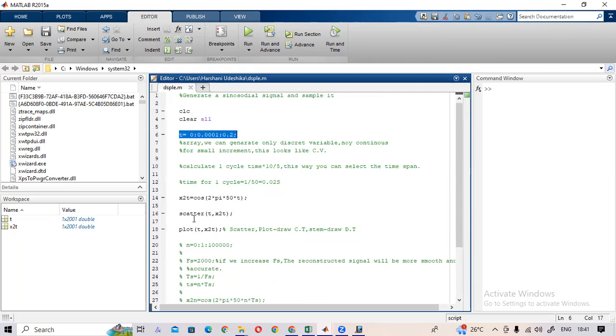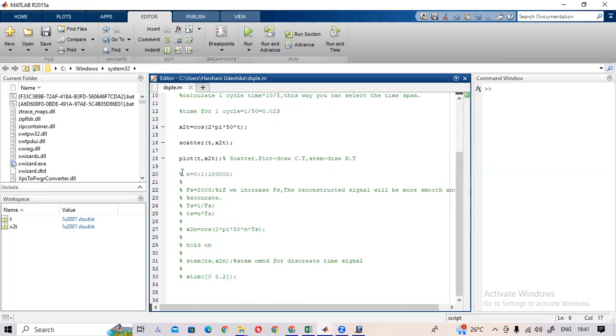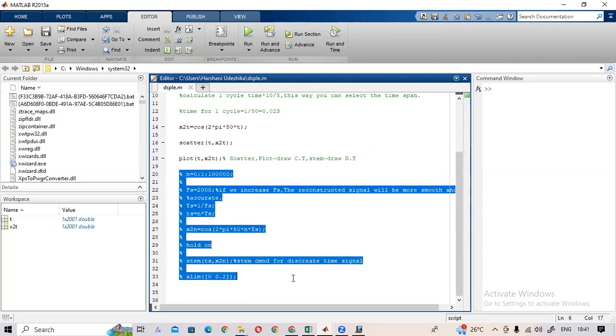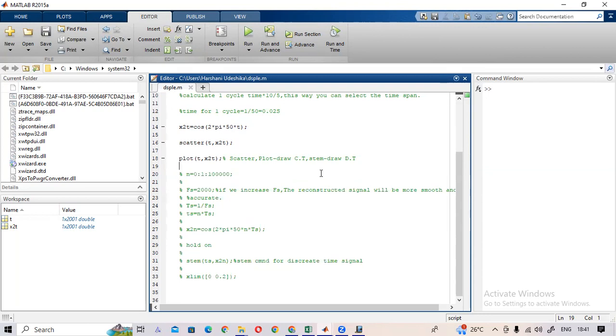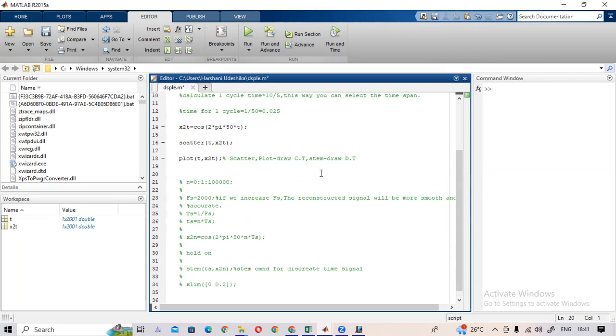So up to this level, we saw how to generate the signal. Then from here, we sample. Here we try to sample the signal. From here, the sampling process.